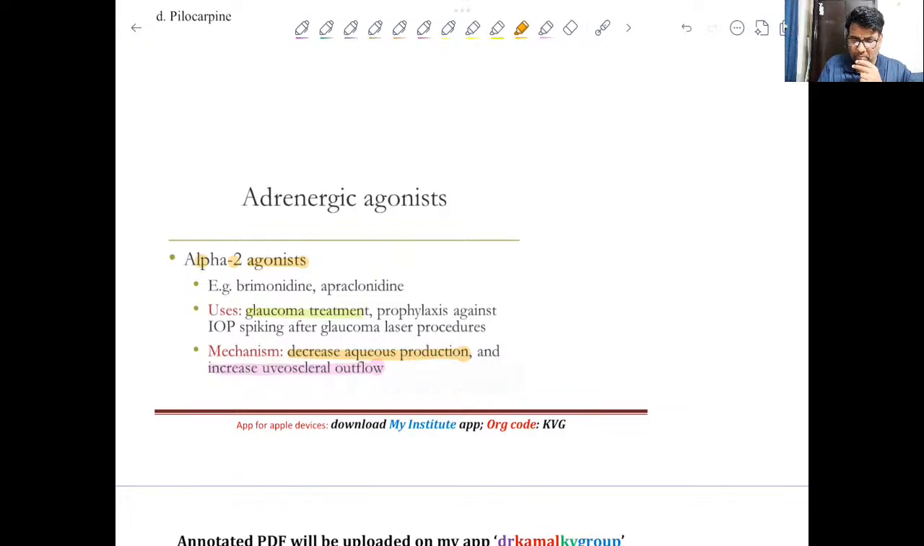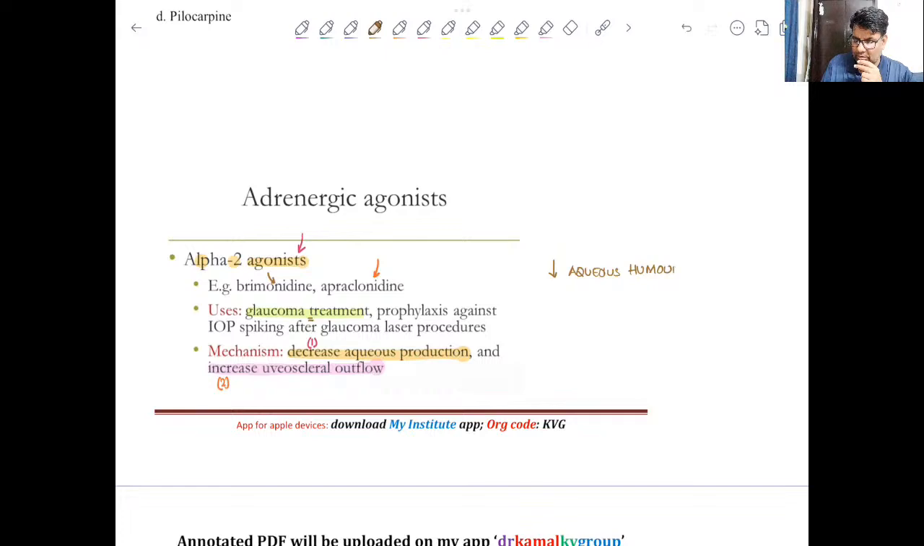So what are alpha 2 adrenergic agonists doing? They are acting at two places. One, they are reducing aqueous production, and number two, they are increasing uveoscleral outflow. So that is how it is helping in glaucoma, right? So apraclonidine or brimonidine, both are alpha 2 adrenergic agonists, helpful in glaucoma patients, and they decrease aqueous humor production. Clear?